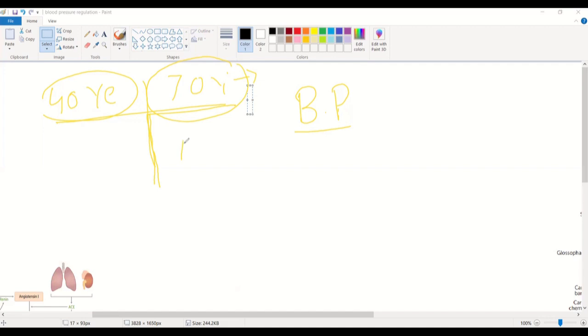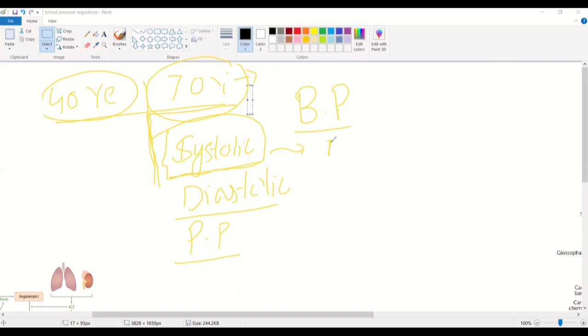What about systolic blood pressure? What about diastolic blood pressure? And what about pulse pressure? So what happens with age? Increased age is associated with which kind of hypertension mainly? Isolated systolic hypertension. I say that increased age is associated with systolic hypertension.